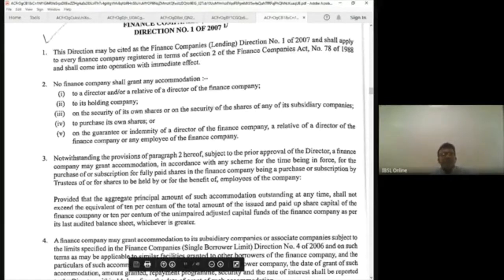No finance company shall grant any accommodation to a director and or a relative of a director of a finance company, to its holding company, on the security of its own shares, or on the security of shares of any of its subsidiary companies, to purchase its own shares, or on the guarantee or indemnity of a director of the finance company, a relative of a director, or any employee of the finance company. Notwithstanding the provisions of number two, subject to the prior approval of the director, a finance company may grant accommodation in accordance with any scheme for the time being in force for the purchase of subscription. Provided that the aggregate principal amount of such accommodation outstanding at any moment shall not exceed the equivalent.